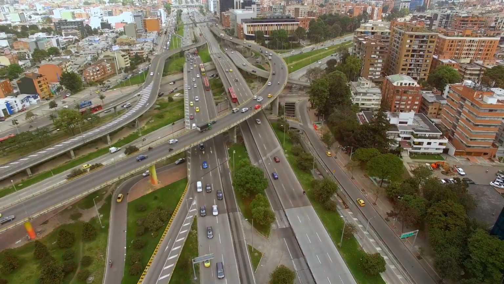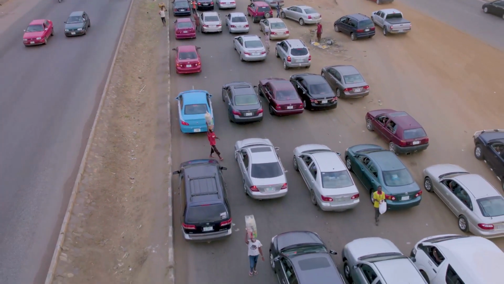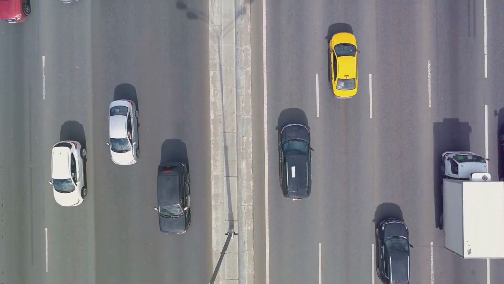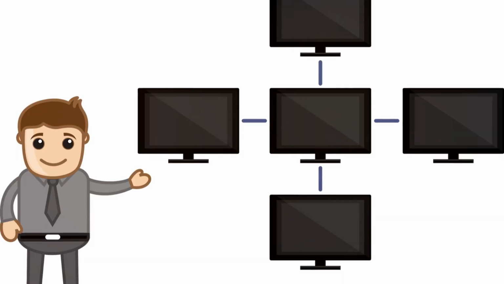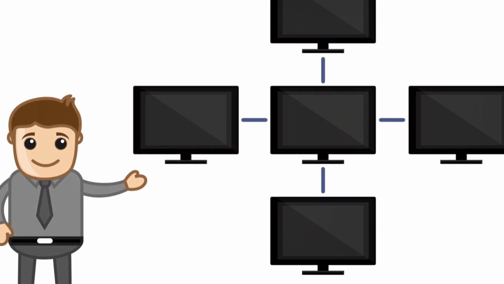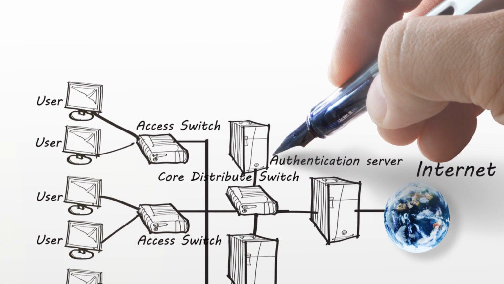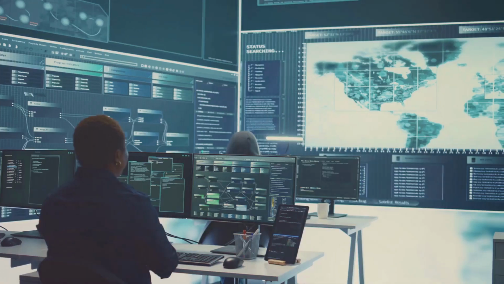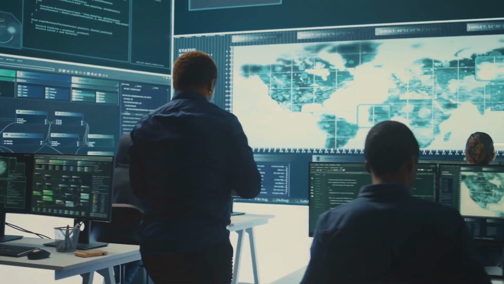Now imagine a massive highway with millions of cars. It would be utterly chaotic, right? That's where subnetting comes in. It's like dividing that massive highway into smaller, more manageable lanes. Subnetting allows us to take a network and divide it into smaller subnetworks, each with its own unique IP address range. This not only improves network performance, but also enhances security.